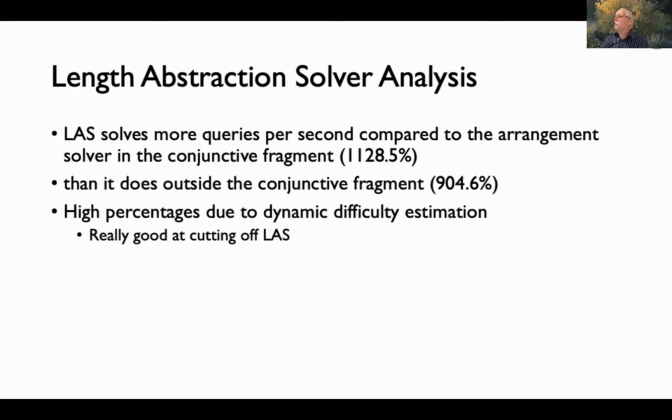For the length abstraction solver, we see that in the conjunctive fragment, the one that corresponds to the probe that I previously described, we solve more queries per second than outside of the conjunctive fragment, as we suspected. These high percentages that you see on the screen are partly due to dynamic difficulty estimation, which is really good at cutting off the length abstraction solver before it wastes too much time. You can read more about that in the paper.